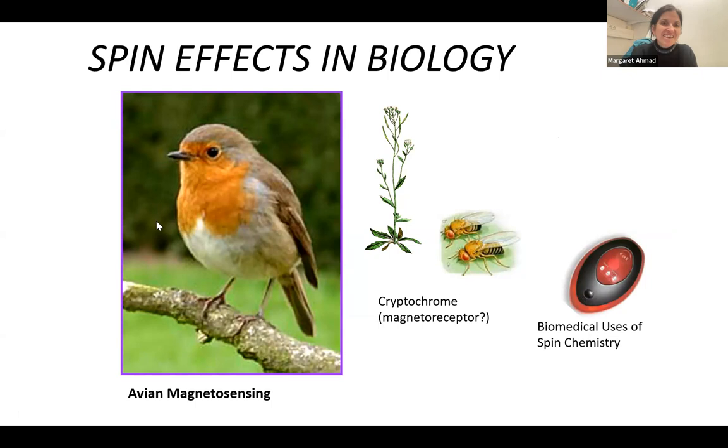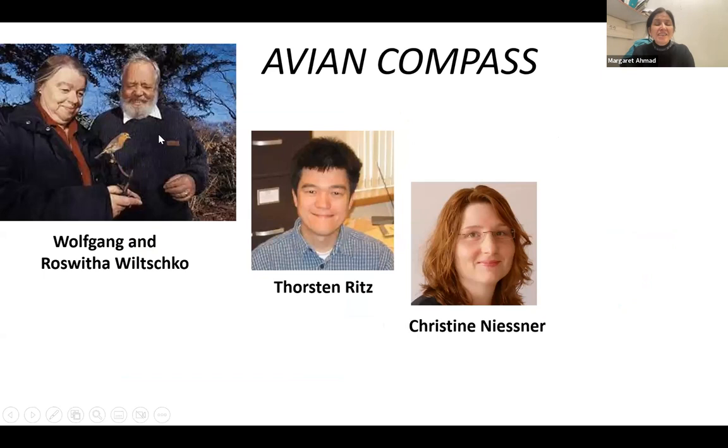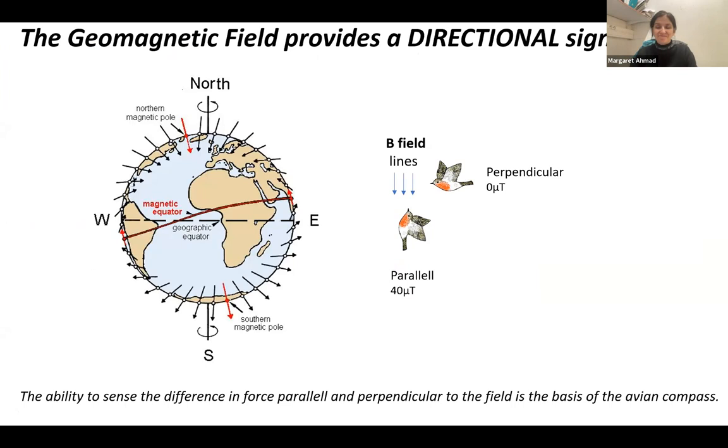Next. So the field of bird navigation, and indeed the field of quantum biology, the founders are Wolfgang and Roswitha Wiltschko from Frankfurt, Thorsten Ritz from UC Irvine, who may be at the meeting, hopefully, and Christine Niessner. These are the people whose work has really founded the field and I'm going to talk about mostly. So next. So let's start with the signal. What is the geomagnetic field?